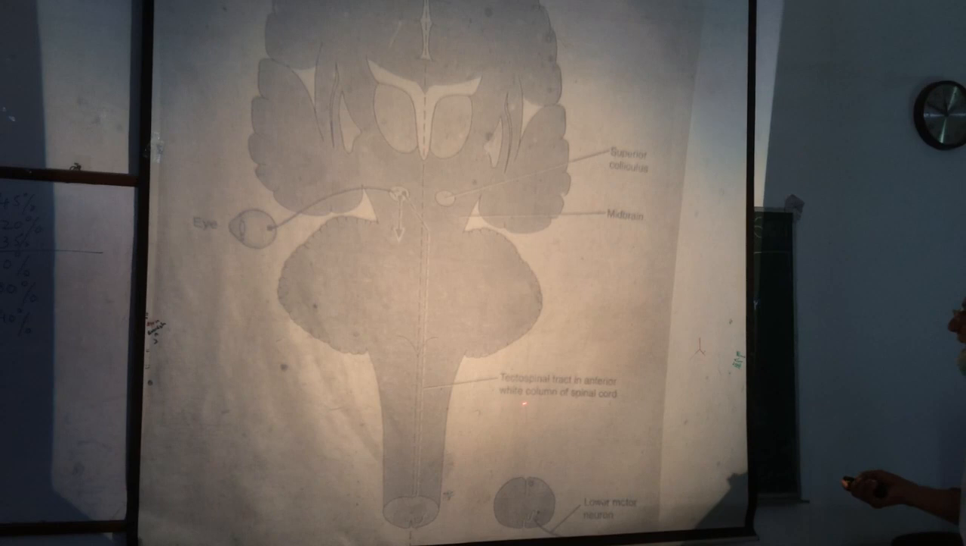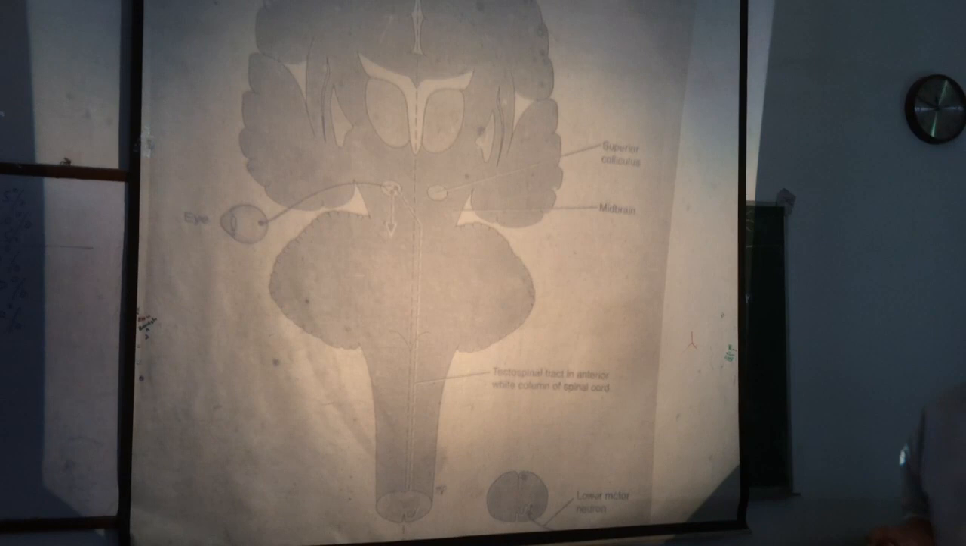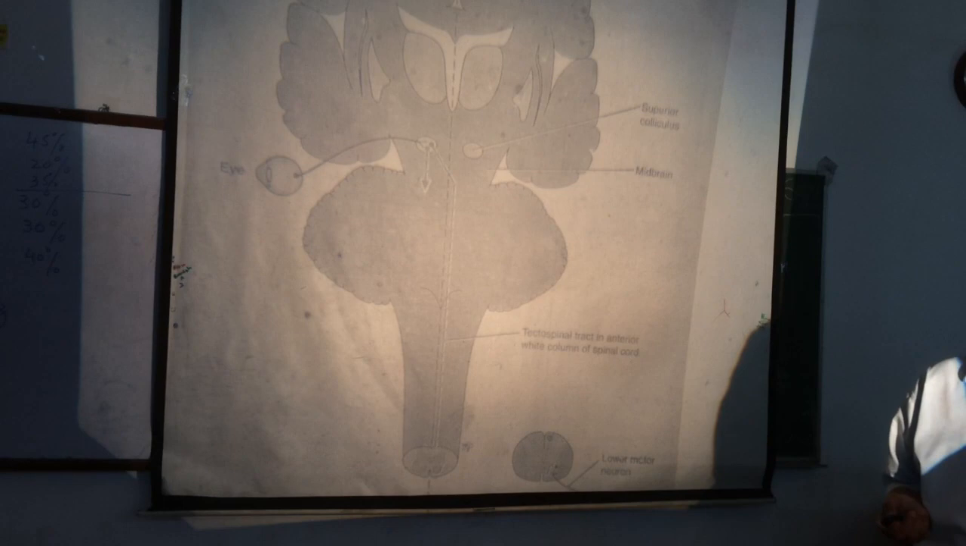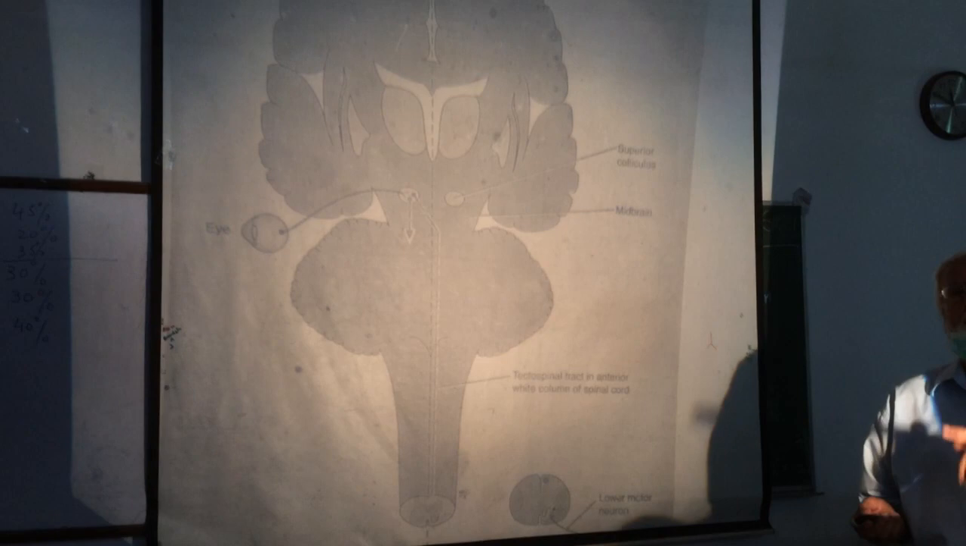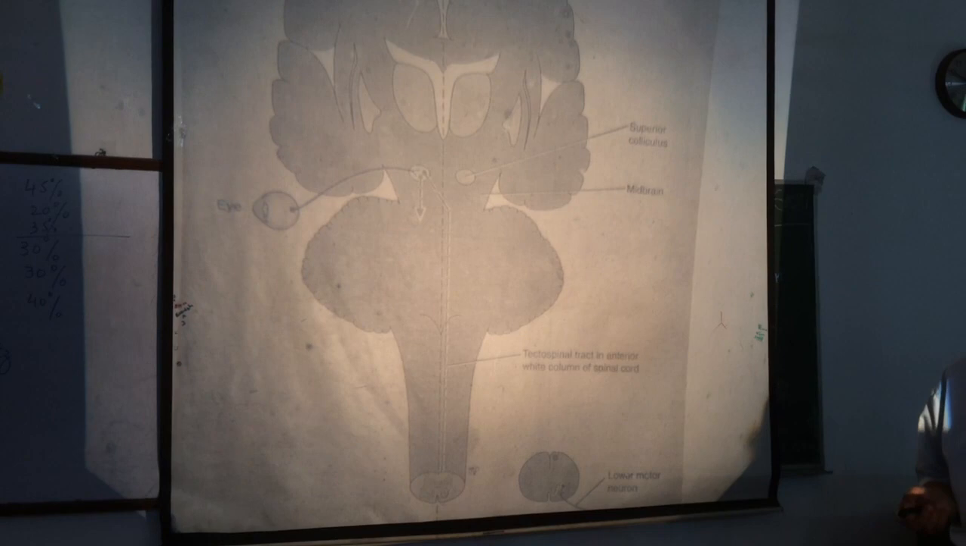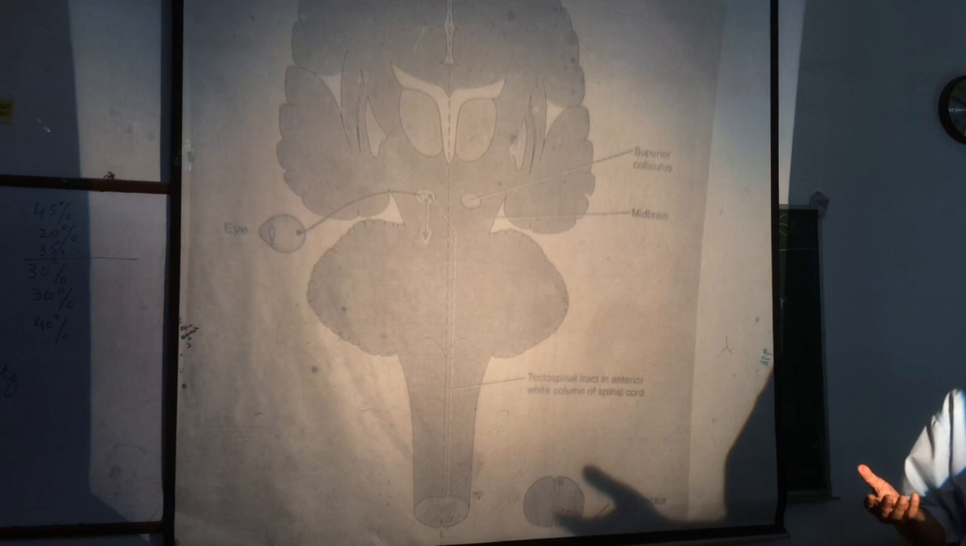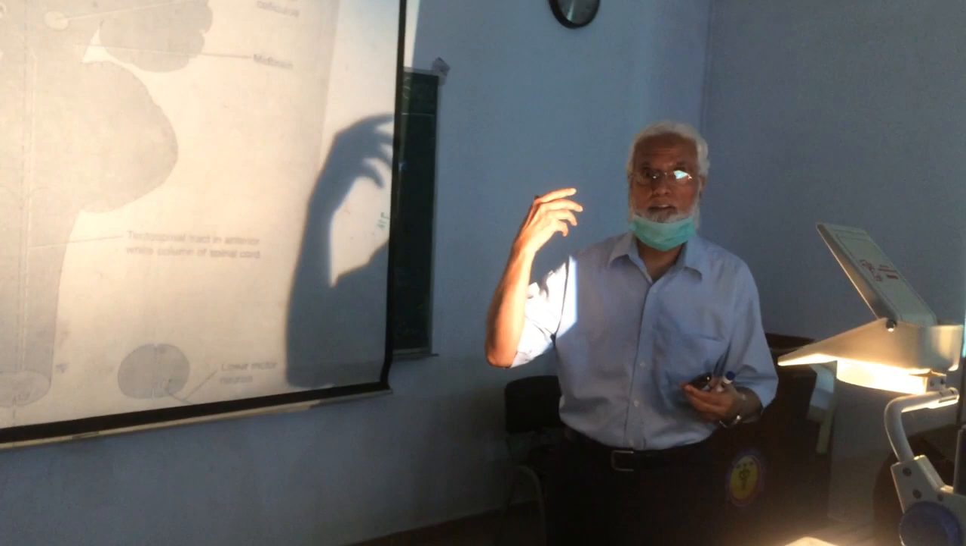This tract is involved in the control of reflex postural movement in response to visual stimulation. For example, I am standing, and a bright light is shown behind me. My head and eyes turn reflexly towards the back.